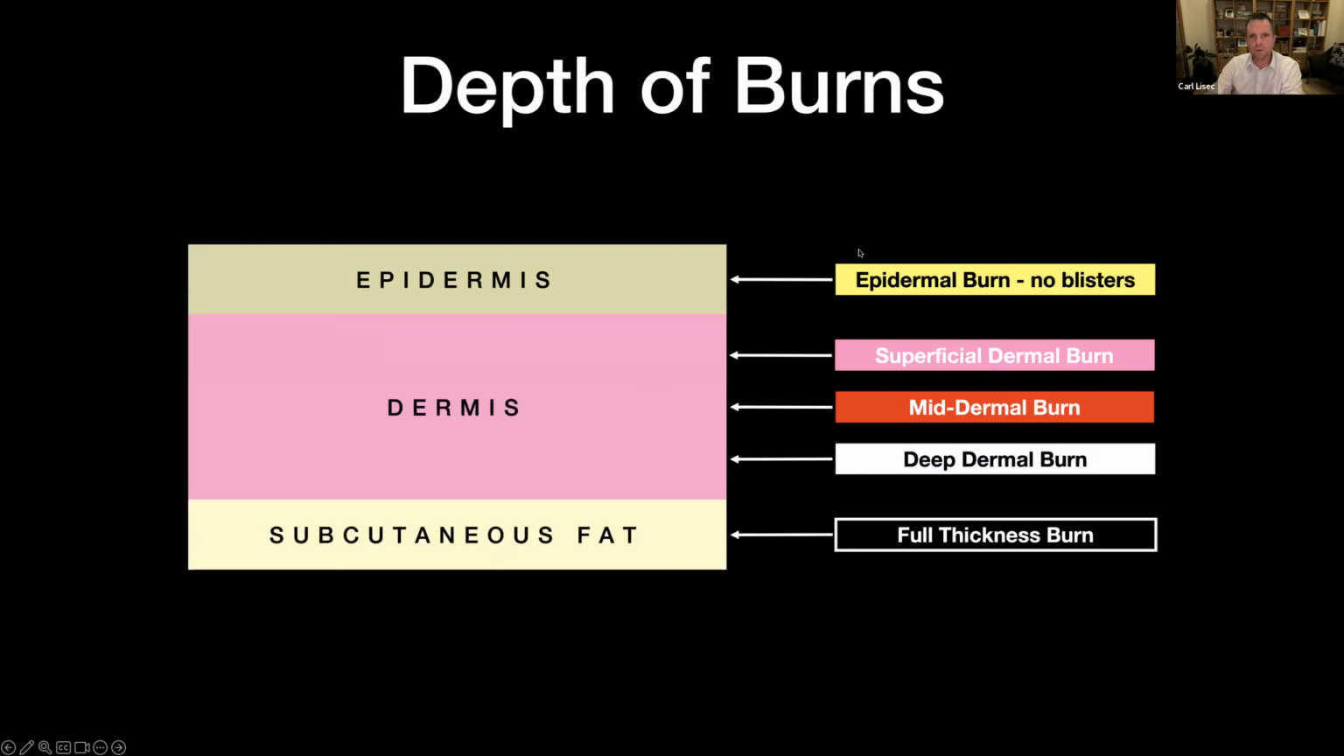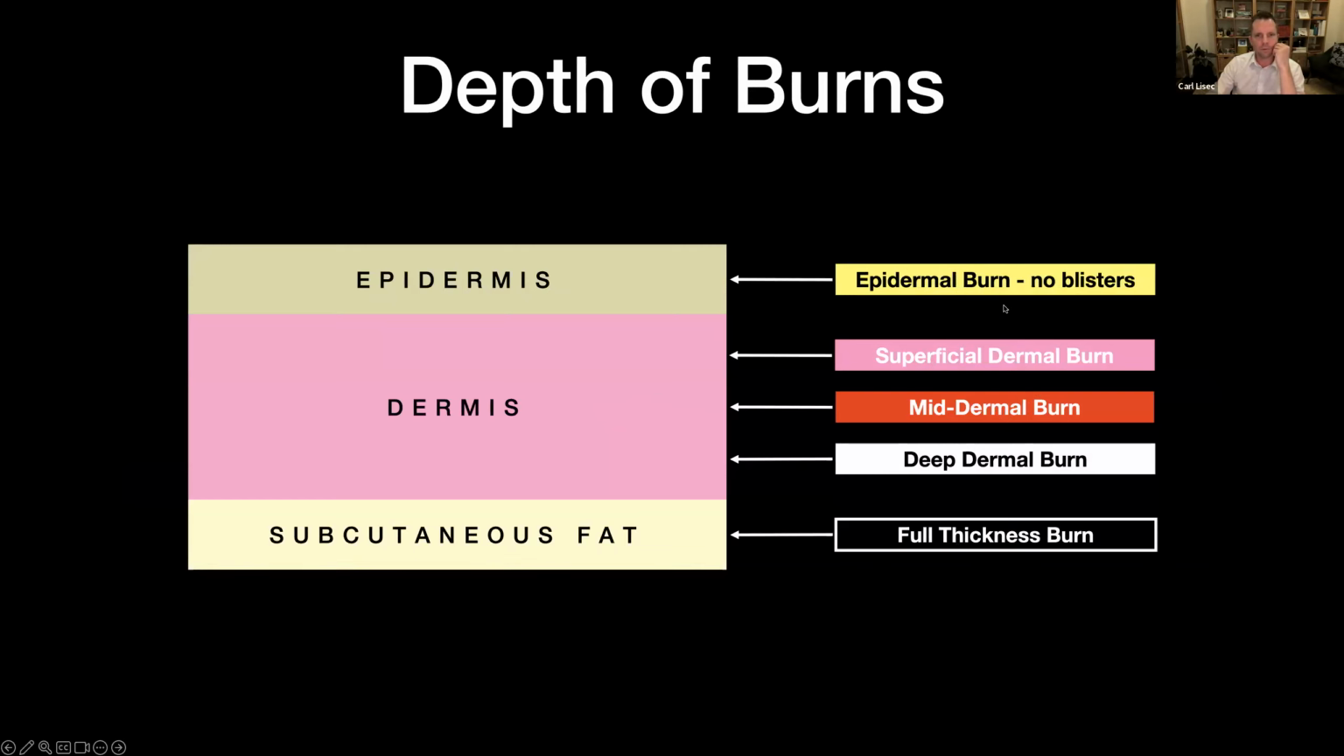The depth of the burn is broken up into these things. This is the sort of modern nomenclature. You've probably heard of first, second, third degree. So that's superficial, mid-dermal, and deep dermal burns. That's the old system. So superficial dermal burn was a second degree burn. A first degree burn is an epidermal burn, and a third degree burn is a full thickness burn.